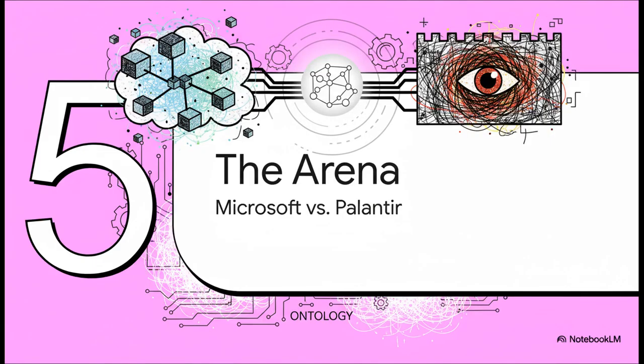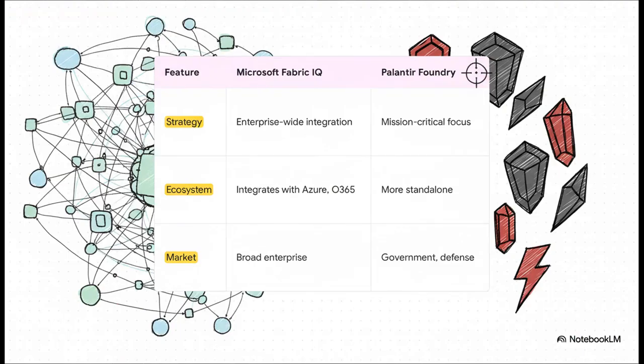Okay, so to see this in the real world, let's look at a concrete example. We've got two titans of the data world, Microsoft and Palantir. They both use ontology as the core of their big flagship platforms, but they do it for very different strategic reasons. So, at a high level, you can see the difference pretty clearly. Microsoft Fabric is all about broad, enterprise-wide integration. It's designed to pull together data across an entire organization. Palantir Foundry, on the other hand, is built for these really specialized, high-stakes, mission-critical situations, where real-time decisions are everything.